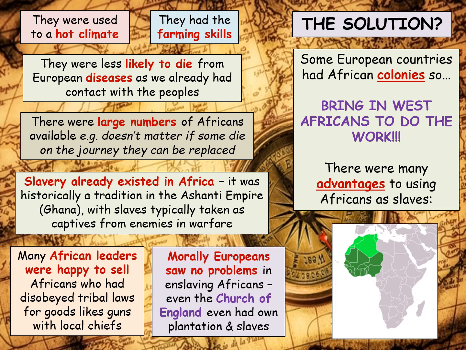Morally, Europeans actually don't see any problem in enslaving the Africans. The church even said it was fine. They had their own plantation and their own slaves, because in their mind, the coloured people were not actually people. They were the white man's burden, uncivilised, and it was necessary for white people to take them and civilise them. And this was the best way for them to do it.